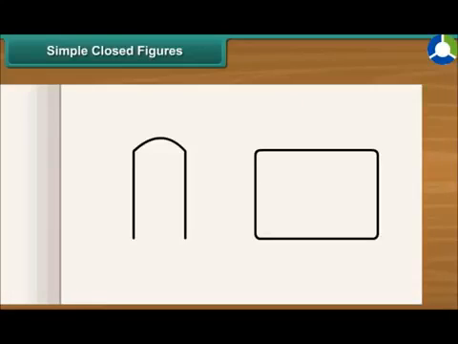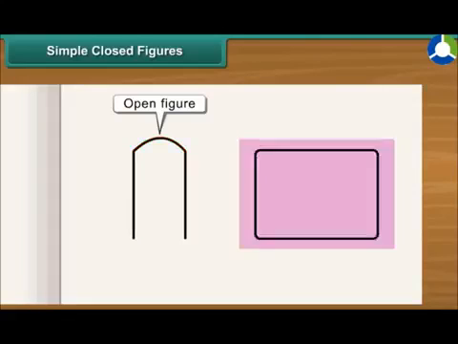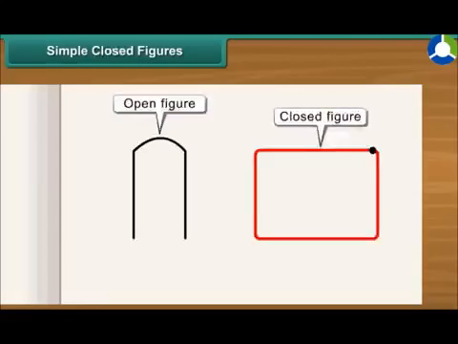Notice the given figures. First figure does not enclose part of plane. This is an open figure. This figure starts with one point and ends at a different point. What about the second figure? This starts with one point and ends at the same point. Thus, it encloses a region inside it. A figure of this type is called a closed figure.